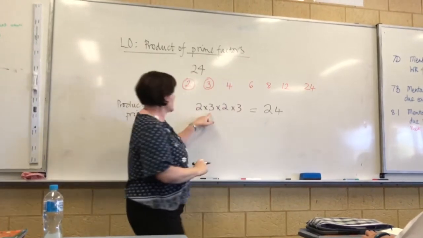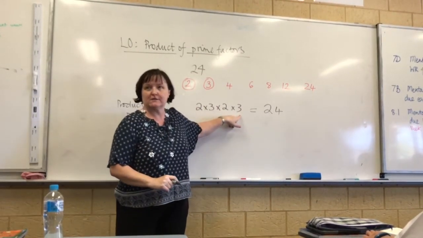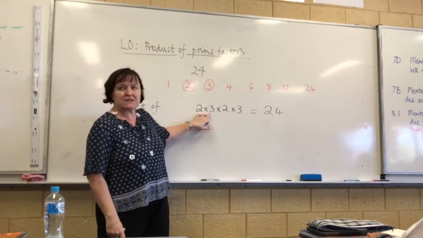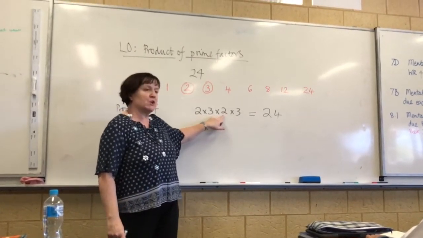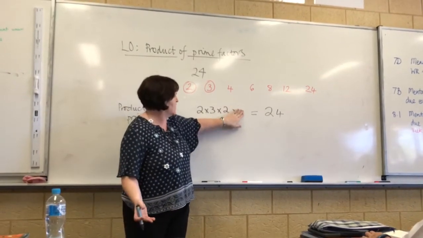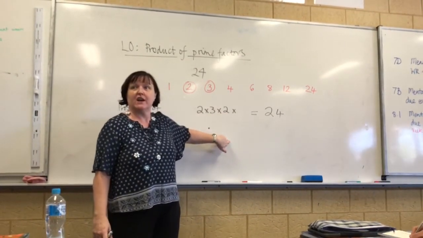Yeah. So 2 times 3 times 2 times 3. Right, is that correct? Let's have a look. 2 times 3 is 6. Times 2 is 12. Times 3 is 36. So what do I need to put there?